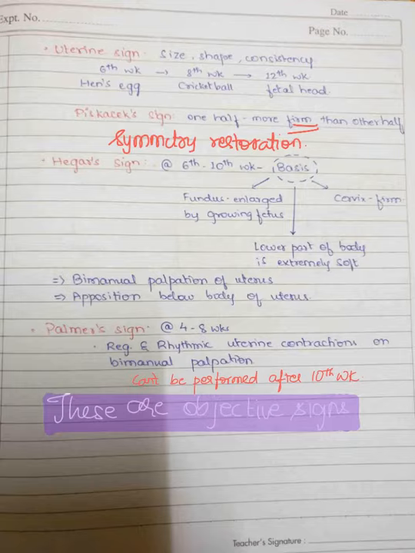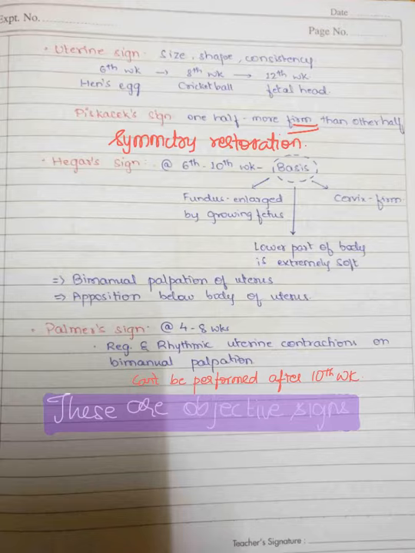Coming to the Palmer's sign, this can be shown well during the 4th to 8th week, and in this sign there are regular and rhythmic uterine contractions on bimanual palpation. And remember that on contraction of the uterus there is increased firmness of the uterus. On relaxation there is laxation of the uterus, and this laxation period goes on increasing with the advancing of the pregnancy. Therefore, it cannot be elicited so easily after the 10th week of gestational age.